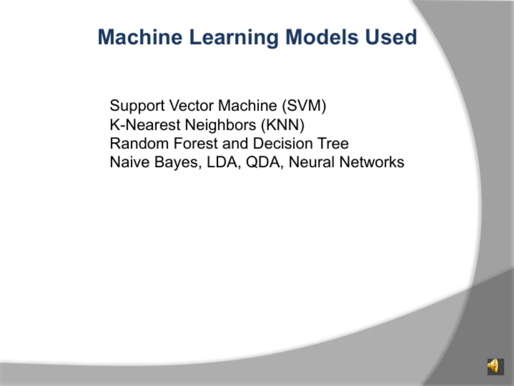Naive Bayes is based on probability and makes strong assumptions about feature independence, but it often performs surprisingly well. LDA and QDA are linear and quadratic discriminant analysis methods, respectively, which are great for modeling class distributions. And neural networks, inspired by the human brain, are highly flexible models capable of capturing complex patterns in large datasets.